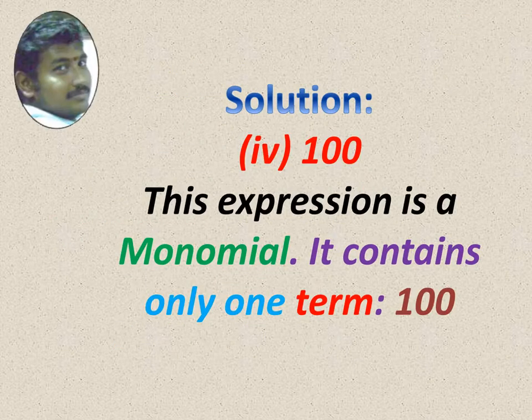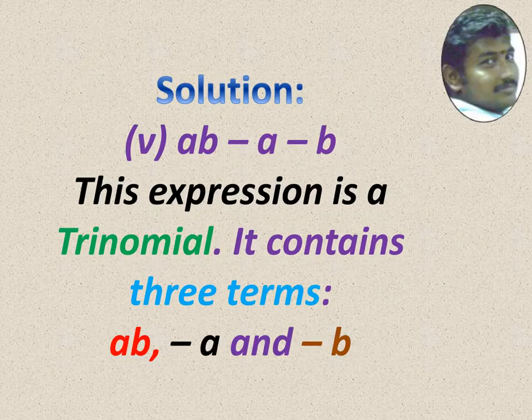Look at 100. Just a constant is given, a number. So this expression is a monomial because it has only one term. When an expression or a number has only one term, we can say it is a monomial. What do we say? Monomial.